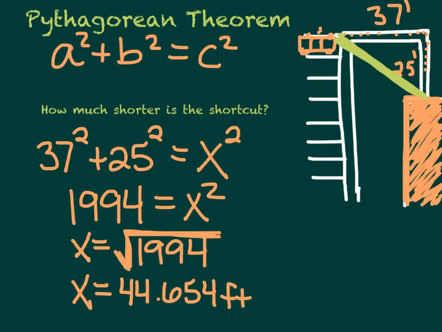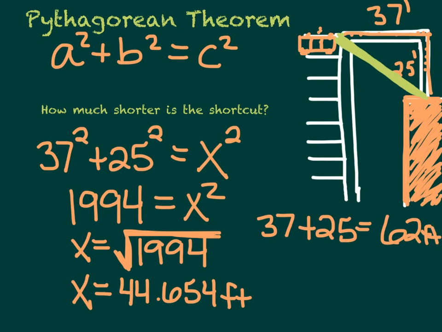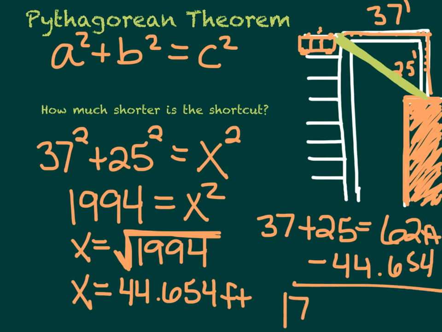My question is, how much shorter is the shortcut? So I have to say, well, how long was it on the sidewalk? The sidewalk path is 37 plus 25, which is 62 feet. So if I took my 62 feet and I subtract the 44.654 feet, I'm going to get a savings of 17.346 feet. So it is 17.346 feet shorter. Yay, that's a lot of feet to save.